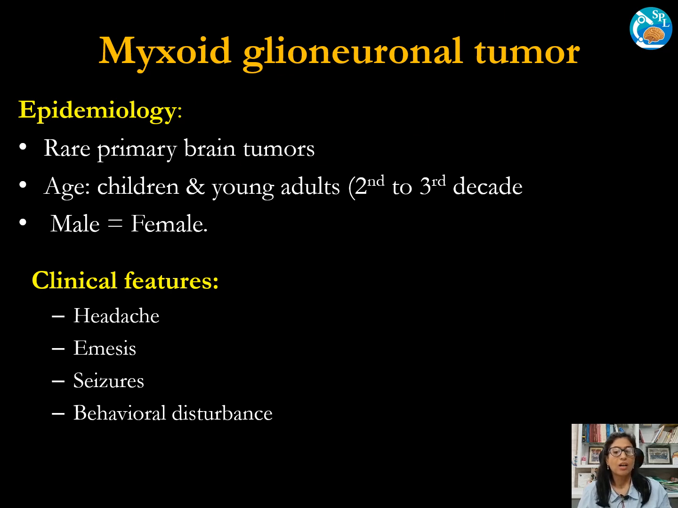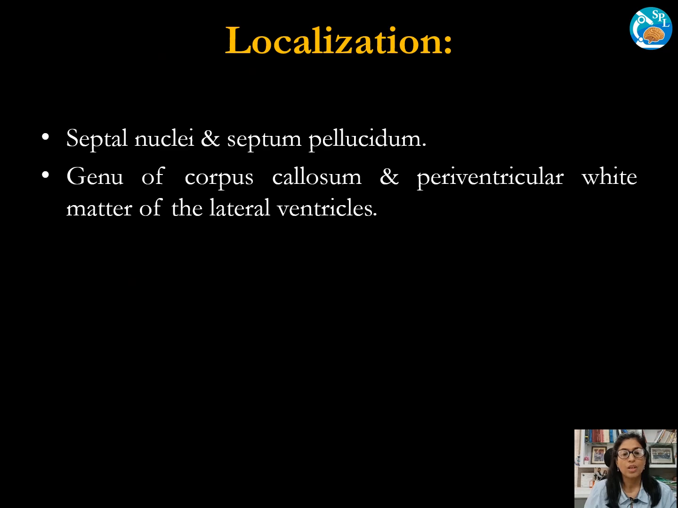Epidemiology. These are rare primary brain tumors and less than 100 cases have been reported to date. Age group is children and young adults, and the male to female ratio is equal. Now these patients present with headache, emesis, seizures and behavioral disturbance. These are located in the septum pellucidum, septal nuclei, genu of corpus callosum, and periventricular white matter of the lateral ventricles.